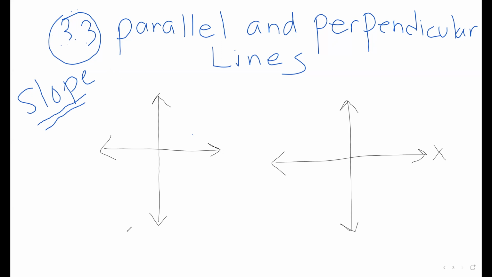Again, you have the Cartesian plane. We still have our x and y axis. So let's look at parallel lines. Parallel lines are like this. Let me change the color here. So these are parallel lines right beside each other. The characteristic that you want to know about parallel lines is that they have the same slope.